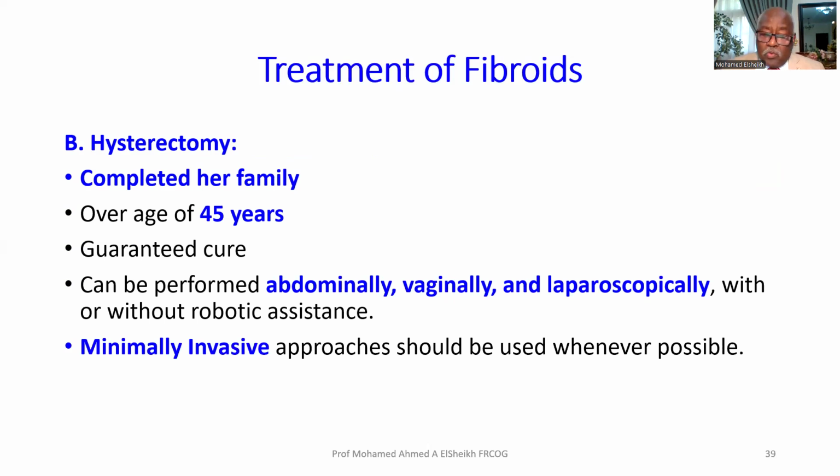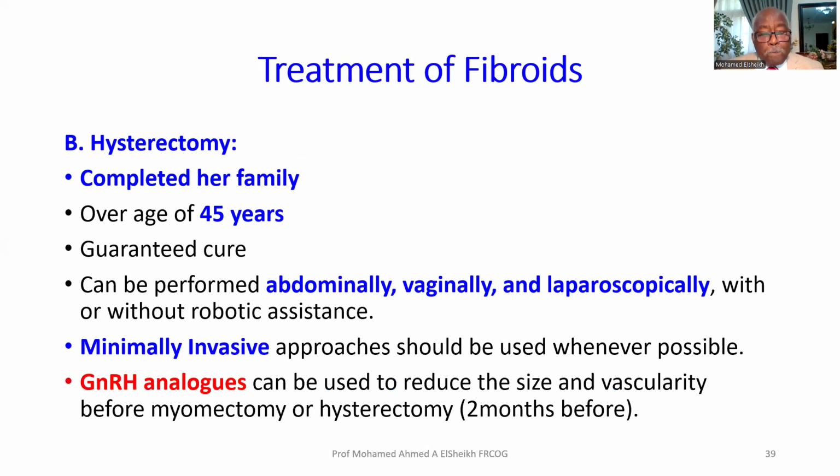Minimally invasive approaches should be used whenever possible. That's to say, the hysteroscopy and the laparoscopy, whenever feasible, are preferred to the abdominal hysterectomy. GnRH analogs can be used to reduce the size and vascularity before myomectomy or hysterectomy, about 2 months before.